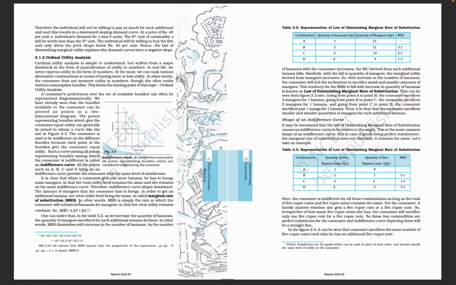All the points such as A, B, C, and D lying on an indifference curve provide the consumer with the same level of satisfaction. It is clear that when a consumer gets one or more bananas, he has to forego some mangoes, so that her total utility level remains the same and she remains on the same indifference curve. Therefore, the indifference curve slopes downward. The amount of mangoes the consumer has to forego in order to get an additional banana, her total utility level being the same, is called the marginal rate of substitution.